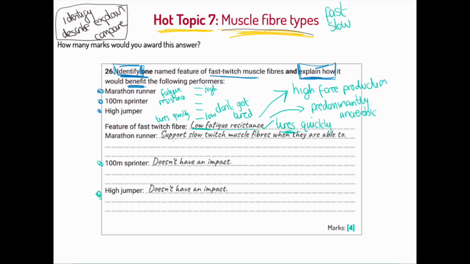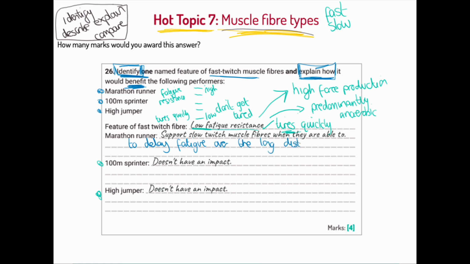I have written support slow twitch muscle fibers when they are able to. Would you give the mark? Does it give the benefit? Does it explain how? I think we need a little bit more detail. So support slow twitch muscle fibers. I'm going to write to delay fatigue over the long distance.